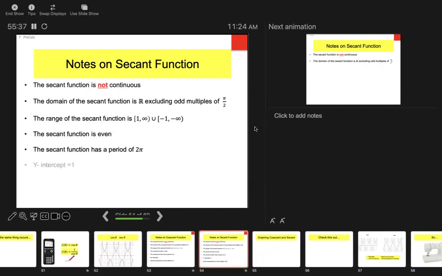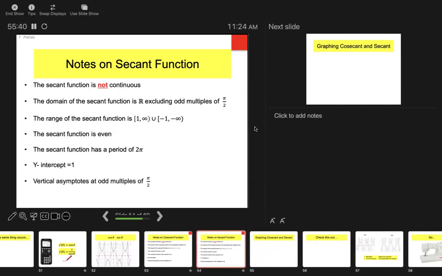Okay, so here are all the notes on secant. It's still not continuous. But you're going to have vertical asymptotes at pi over 2 and all odd multiples of that. Therefore, the domain includes everything except where those vertical asymptotes are. It has exactly the same range: 1 to infinity and -1 to -infinity. It's an even function and still has a period of 2 pi. Since this one does not go through 0, 0, it does have a y-intercept. I'm sorry, it doesn't go through 0, 0, it goes through 0, 1. And those vertical asymptotes happen at odd multiples of pi over 2: 1 pi over 2, 3 pi over 2, 5 pi over 2, and their negative partners, -1, -3, -5 pi over 2.